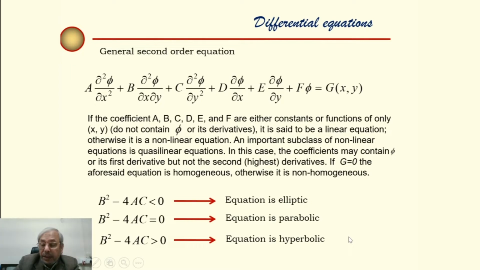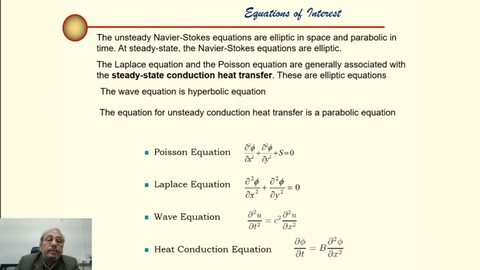So these are different conic sections, and these are associated with these coefficients, and we can sort of remember that in the subsequent part of the lectures. Now, the unsteady Navier-Stokes equations are elliptic in space and parabolic in time. At steady state, the Navier-Stokes equations are elliptic.